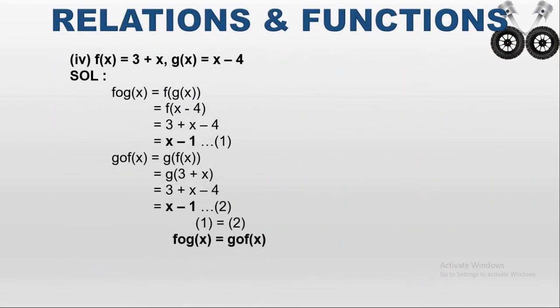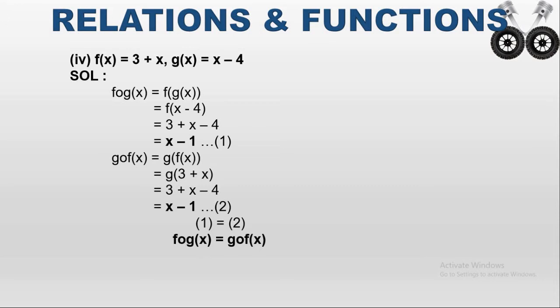Next one is f of x equal to 3 plus x and g of x equal to x minus 4. For this, first you have to find f composition g and g composition f. Then you have to check whether f composition g is equal to g composition f or not. So first we can write f composition g of x, that is with variable x.